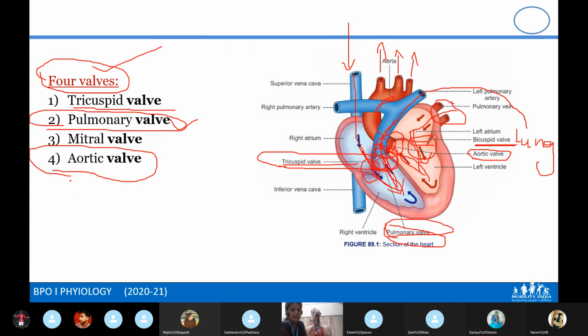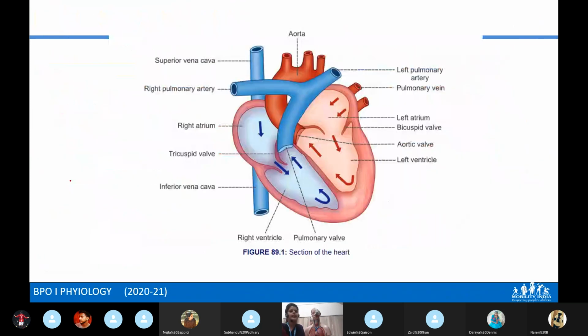So I will repeat again. I'll take this diagram and repeat the process again. Okay. Blood is coming here.